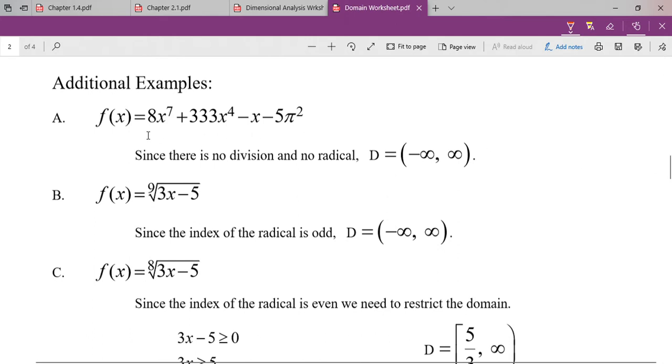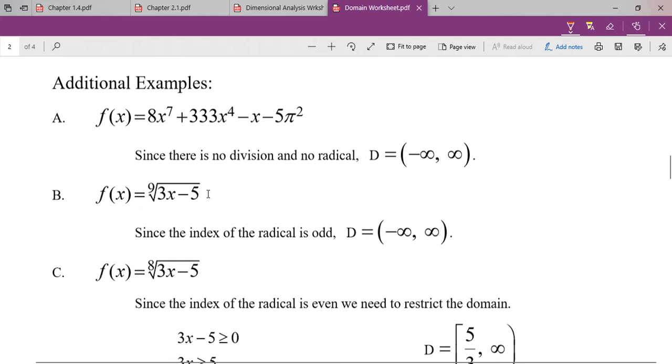So if we're looking at this one, we've got f of x equals 8x to the 7th plus 333x to the 4th minus x minus 5 pi squared. Okay, so if we look at it, there's no division here. There's also no radical, and it's not a word problem either, so we don't have to worry about that limitation as well. So simply put, our domain is going to be negative infinity to infinity.